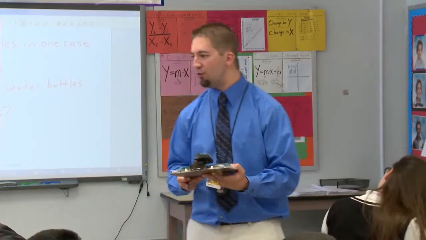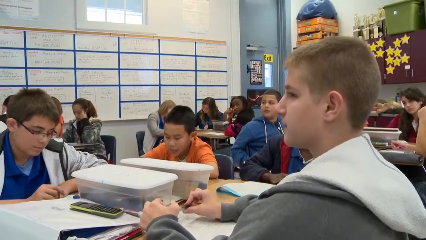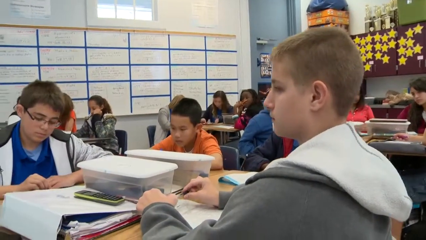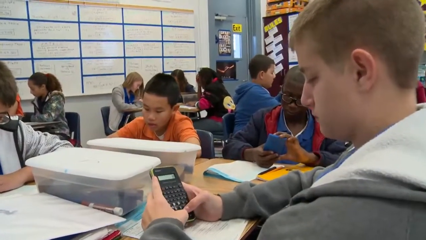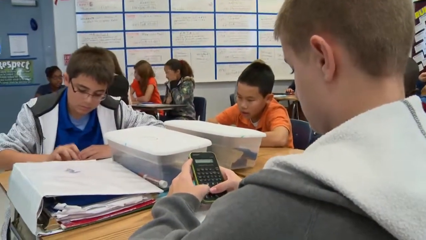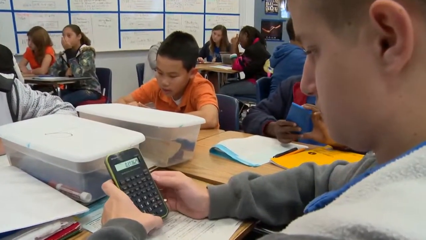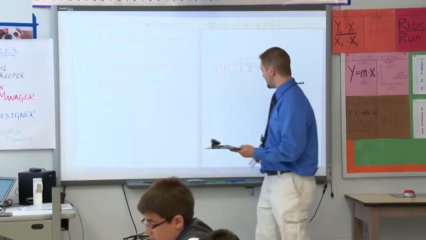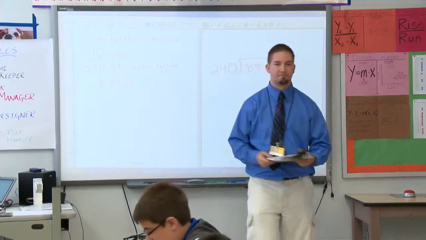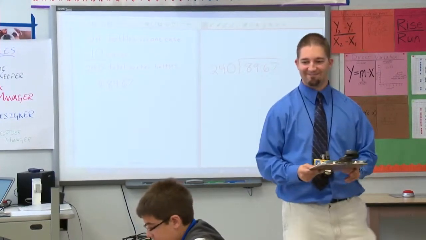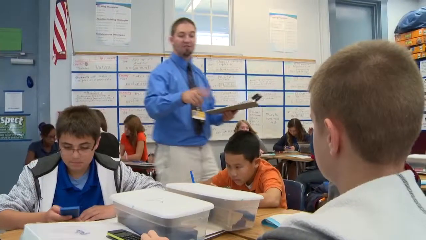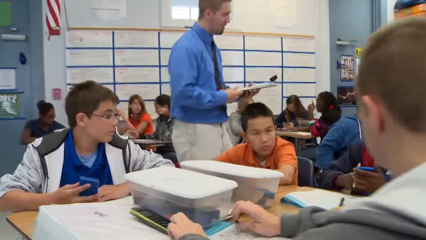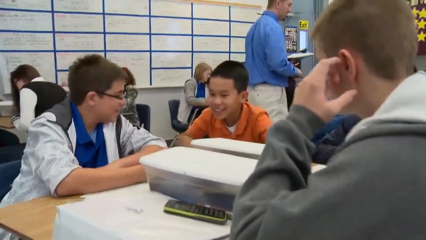I'm not looking for the answer, but what would be the setup using that information that's up on the board? Divide 89.67 by 240. Calculators, go ahead and work that out. Tell me what you come up with. Check with your team, make sure that they have the same answer that you do. See if they've got the same thing on their calculator that you do.